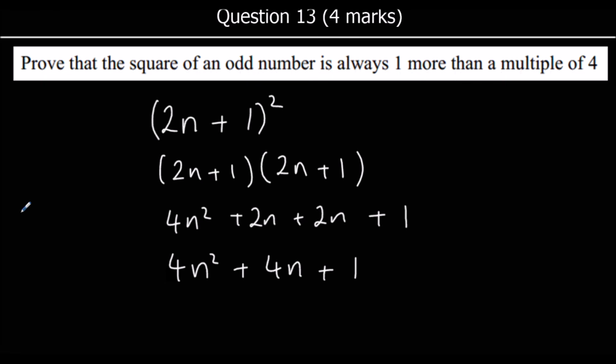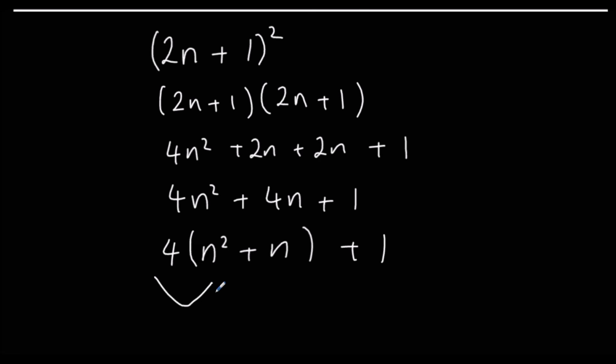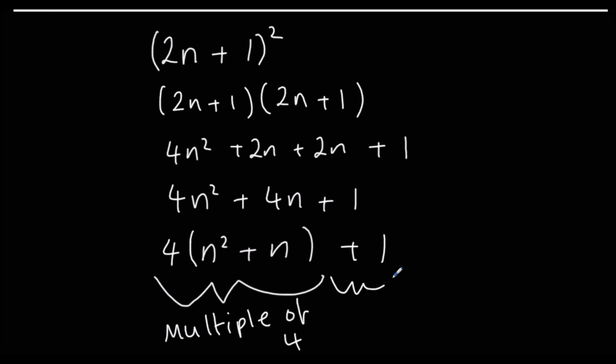So it needs to be one more than a multiple of 4. So I can factorize 4 out of these first 2 terms. So I've got 4 times n squared plus n, and then plus 1 on the end. So this is a multiple of 4. If you can factorize 4 out of it, it must be a multiple of 4. It's 4 times something. So it's a multiple of 4, and then plus 1. So it's one more than a multiple of 4.